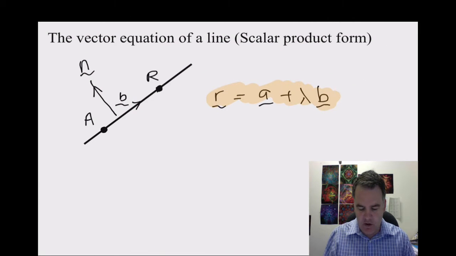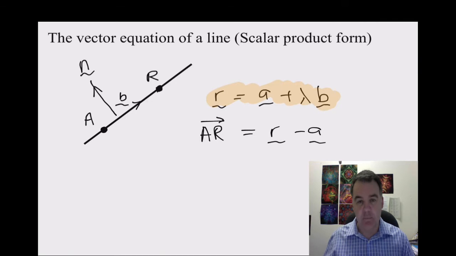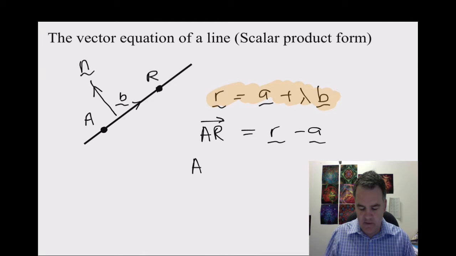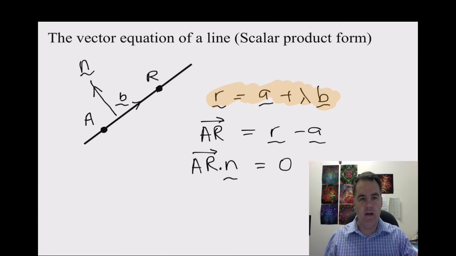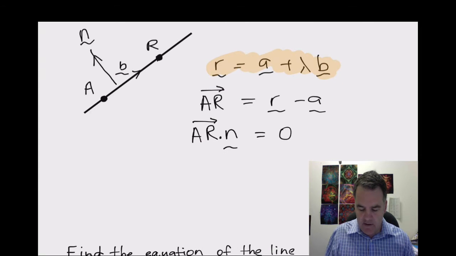So let's check this out. If we go from a to r, we know that to go between any 2 points, it's just r minus a, where r and a are the position vectors of the point r and the point a. Okay, so what we're saying is that the dot product of this vector with the normal to the line is equal to 0. And that's true, because AR is in the direction of the line, n is the normal to the line. We know that when the dot product is 0, the angle between the two vectors is 90 degrees. Cool. So what's a to r? A to r is r minus a, where they are the position vectors of those 2 points.